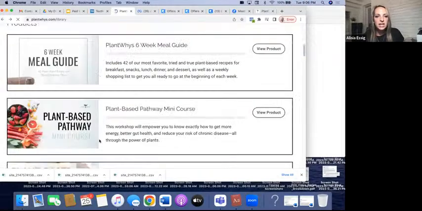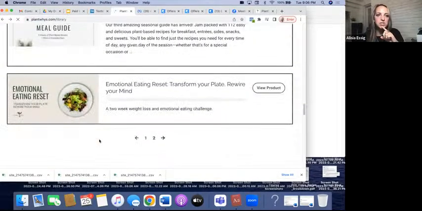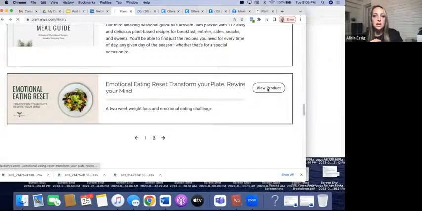So after that, this week, the next thing to do is the emotional eating reset. This is a 2-week program. This is phase 2 of your weight loss journey. I can't make a lot of changes in just 3 days. And so this emotional eating reset, even if you don't want to follow the specific meal plan, it is life-changing. It will help you. I'll go through the products so you can see it.